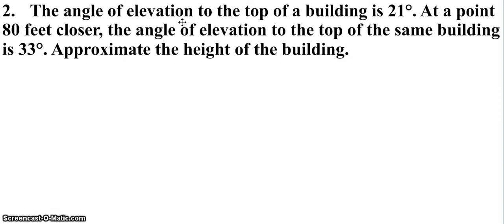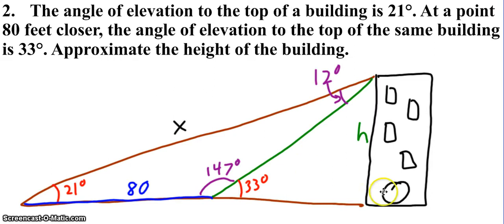So pause, work. Alright, so here's the picture I came up with. Lovely building right here. Here's H, that's what we're trying to find. From some point, I see the angle of elevation is 21 degrees, and then I move 80 feet closer, and now the angle of elevation is 33 degrees. Now I also found that this angle was 147 because that's a supplement.